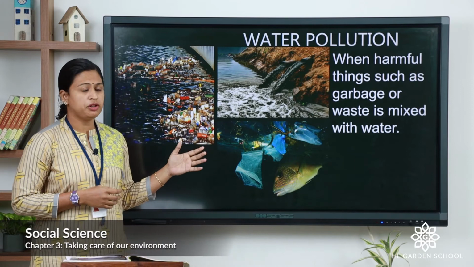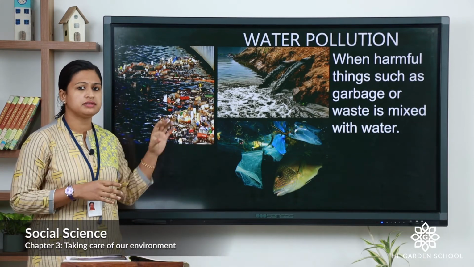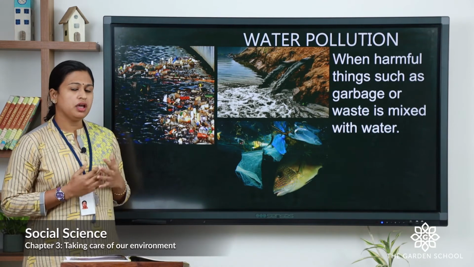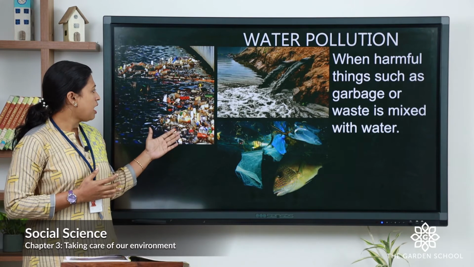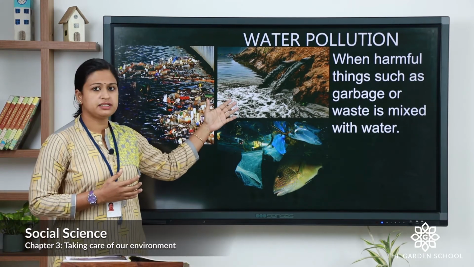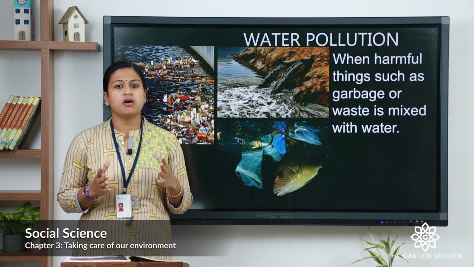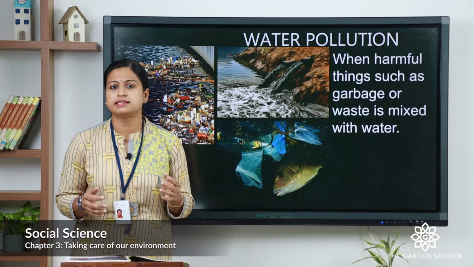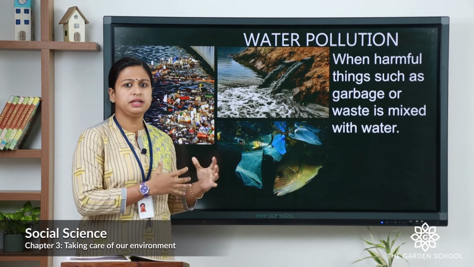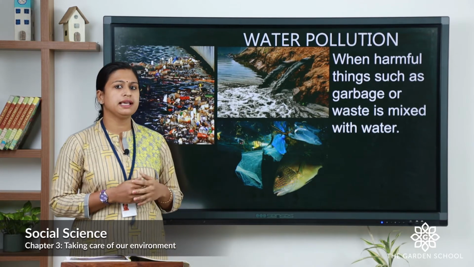This is water pollution. When harmful things such as garbage or waste are introduced into the water, they cause water pollution. Here you can see garbage on the river or ponds, then the waste water released from factories. These all cause harm to the living organisms in these water bodies. Drinking this dirty water makes us sick. Now, let us move to the next pollution.